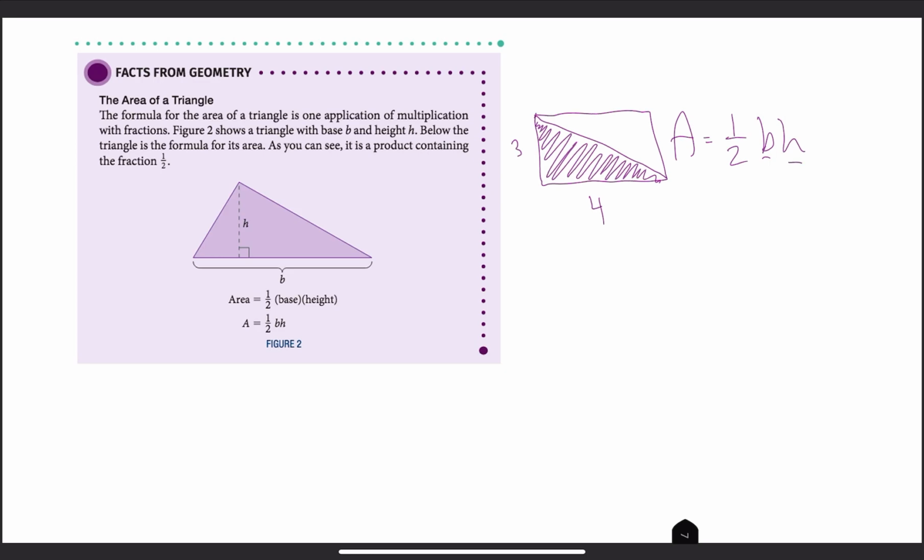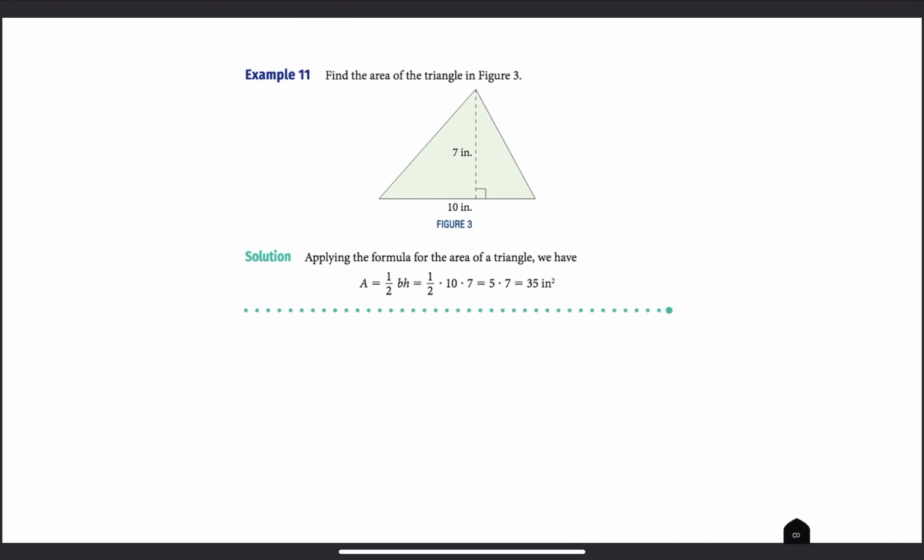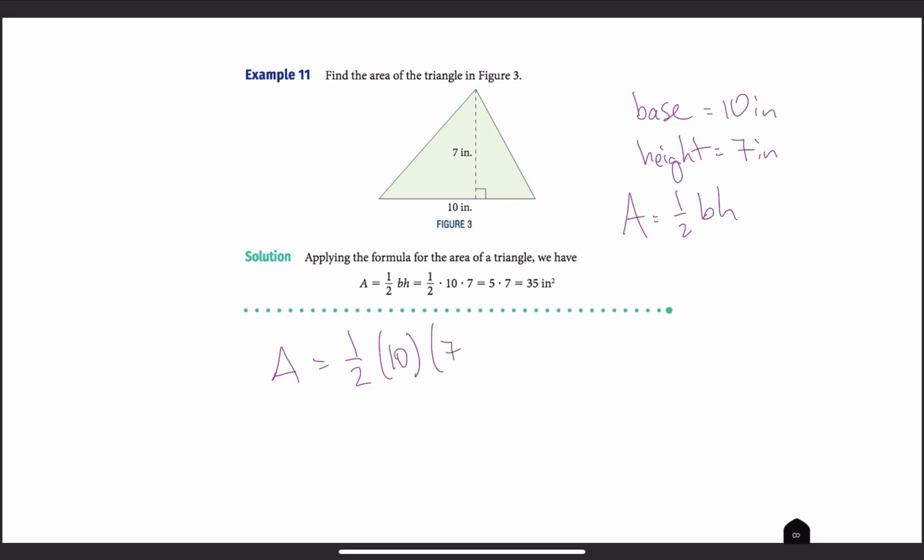So let's apply that. Here's a triangle. What's its base and what's its height? So the base equals 10 inches. And the height equals 7 inches. So then the area of the triangle is 1/2 its base times its height. So the area of this triangle is equal to 1/2 times 10 times 7.